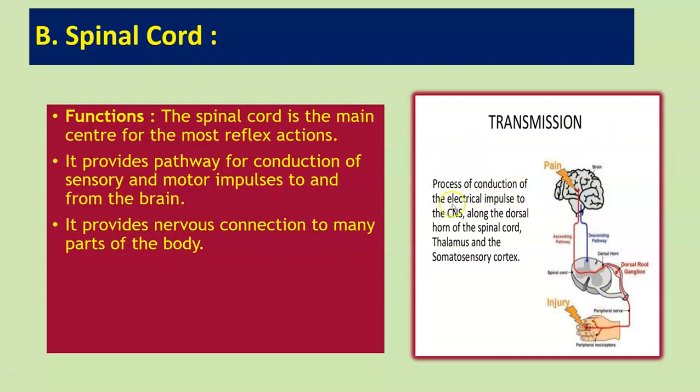You can see the process of conduction of the electrical impulse to the central nervous system along the dorsal horn of the spinal cord, thalamus, and the somatosensory cortex. So how the transmission of the impulse is taking place. You can see a site of injury here. This the peripheral nerve, and this is the dorsal root ganglion, then the dorsal horn, and finally the impulse is following an ascending pathway, and the pain is sensed in the brain, and then we have the descending pathway which comes back.